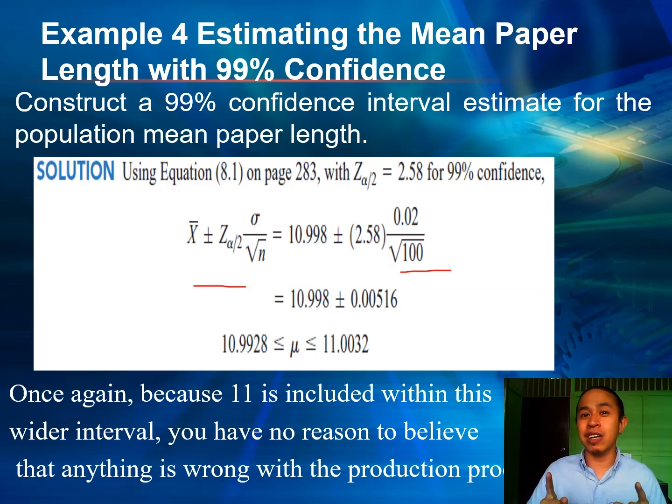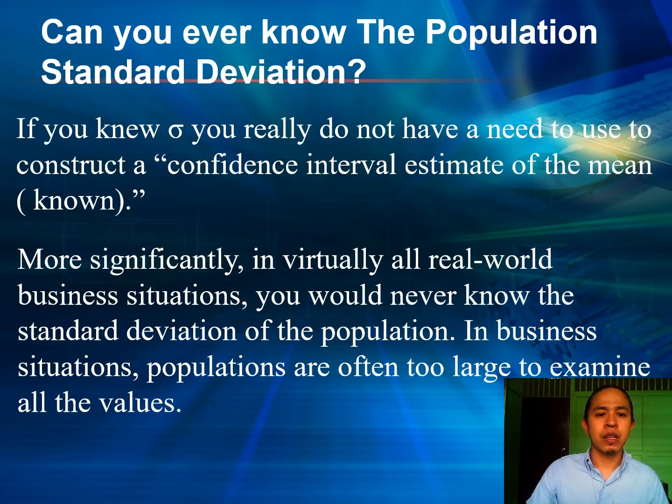Diba? I mentioned that earlier to you. If we increase the level of confidence, it becomes wider but it becomes less accurate. Okay? The interval widens.